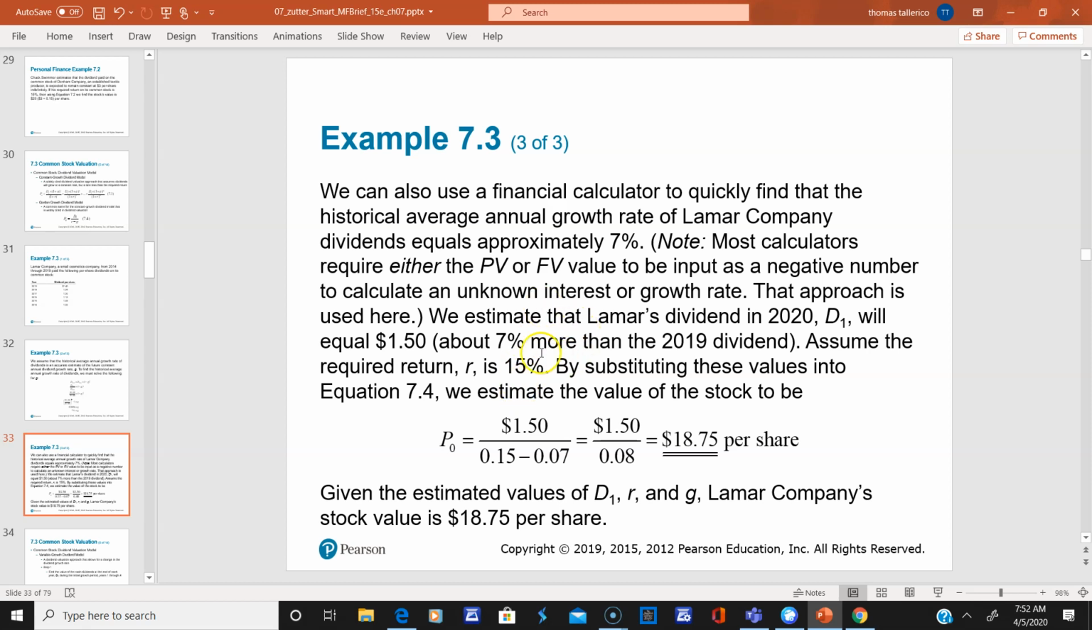And again, you substitute that growth rate in, and you basically know the dividend in 2019, I believe, right? Your required return is 15%, and you estimate Lamar's dividend in 2020 will equal $1.50. So here's your new dividend. Here's your growth rate that we calculated. Here's your required return, and you get the estimated value of the stock price for 2020. So again, you could use the present and future value functions to do this.